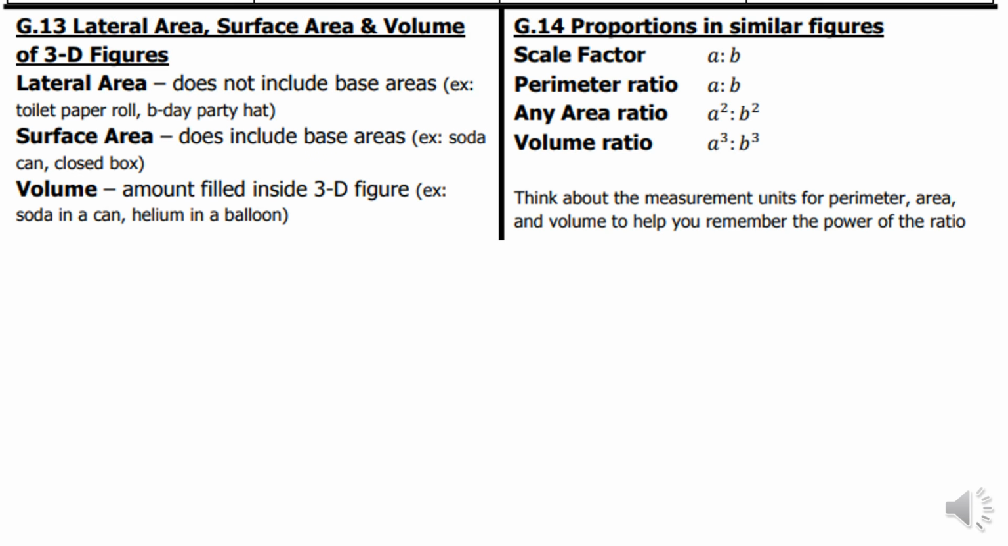3D shapes. Lateral area doesn't include the bases. That just goes all the way around. Surface area does include bases. That's like if you're wrapping it around. Volume is how much goes inside the 3D figure. For similar shapes, your scale factor is A to B. Your perimeters or your lengths have a ratio of A to B. Areas have a ratio of A squared to B squared. And volumes have a ratio of A cubed to B cubed.